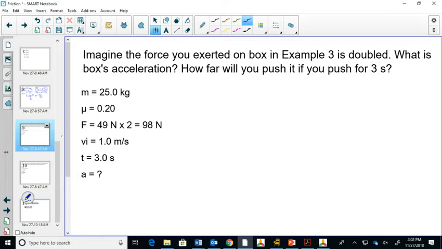It says that box was moving at 1.0 meters per second. And yesterday the box wasn't accelerating, it was just moving constantly, right? That's how we knew force of friction and the force of pushing were the same, because it wasn't accelerating. It was just keeping a constant speed. And in this case, for the second question, they say the time that you're pushing it for is 3 seconds. We want to know what's the box's acceleration.